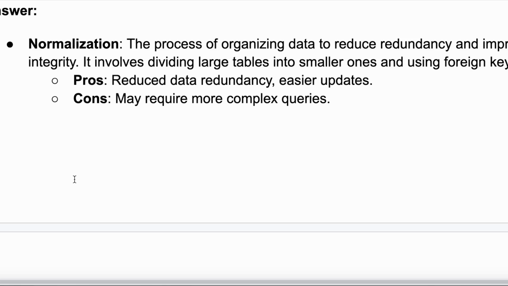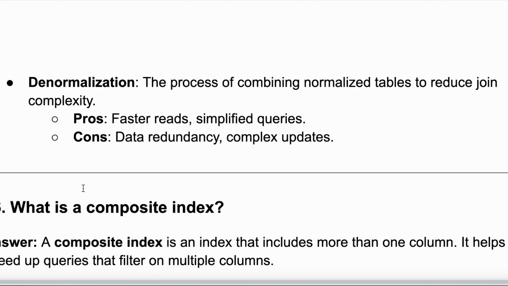So what are the pros and cons? The pros are reduced data redundancy and easier updates, and the cons are that it may require more complex queries. So basically it helps you to reduce the redundancy in the data. For that purpose normalization is very important. And denormalization is the process of combining normalized tables to reduce join complexity. The pros of denormalization are faster reads and simplified queries, and the cons will be data redundancy and complex updates.